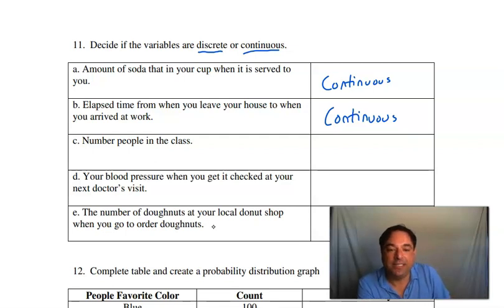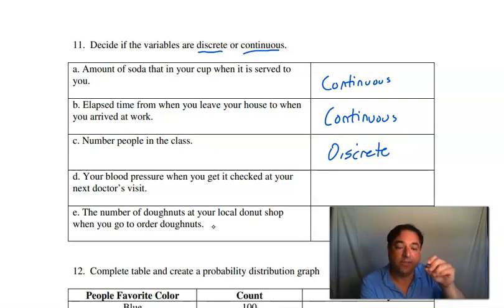How many people in the class? That would be discrete. That is something we can actually count. 1, 2, 3, 4, 5, 6, 7, all the way up to 28 people. That's something we can count.